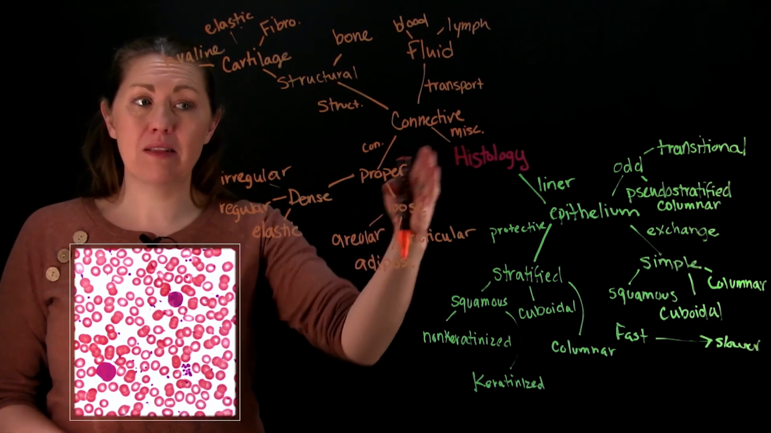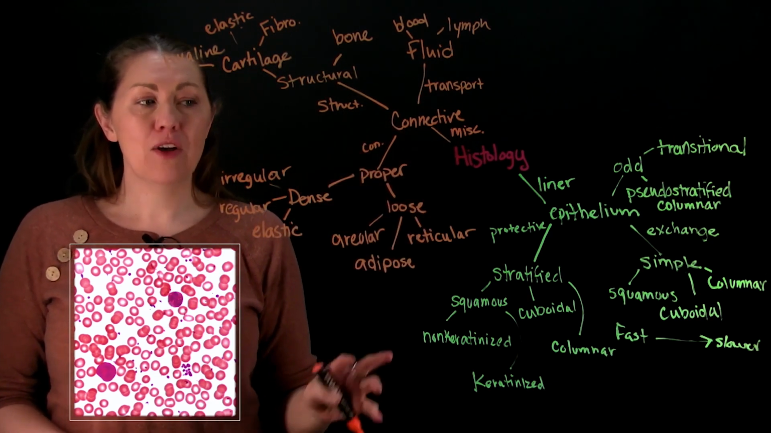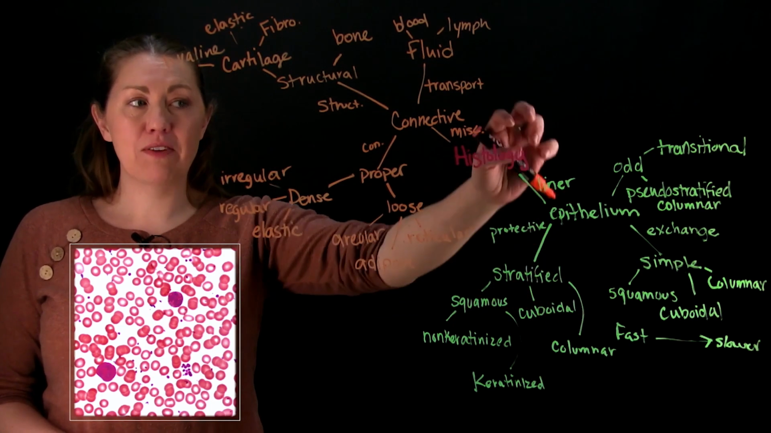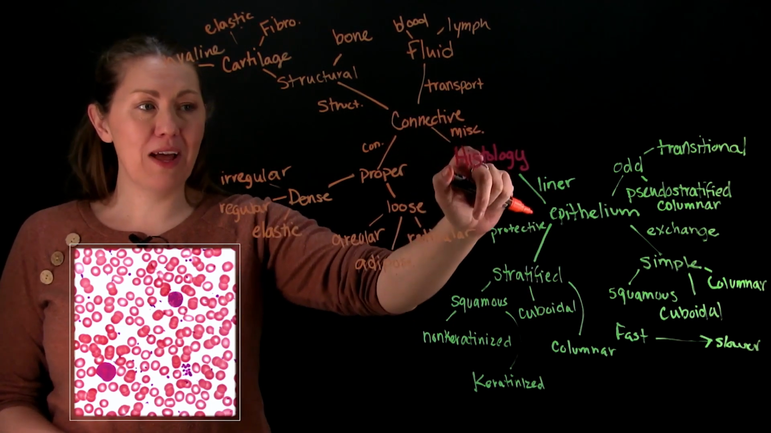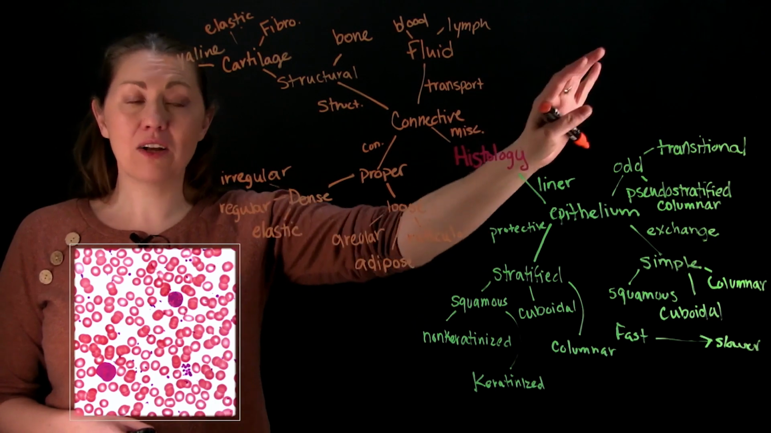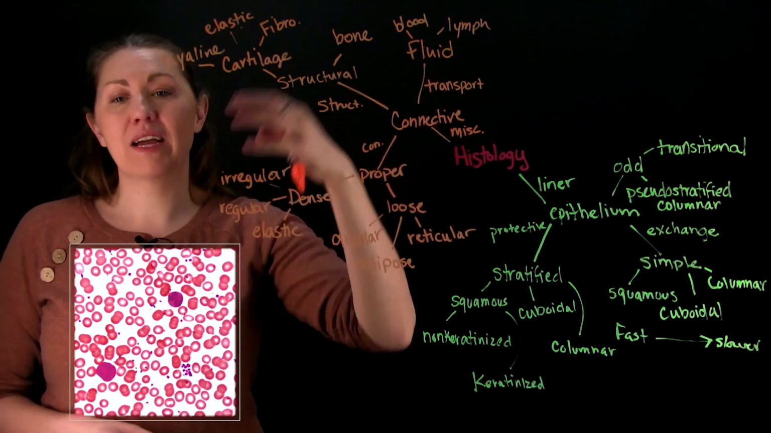And remember, I did say it's miscellaneous over here. It's a little bit of everything. So if it's not a liner, and then if it's not what we're getting ready to talk about next, if it's not moving things and if it's not creating an electrical signal, then it's a connective tissue.